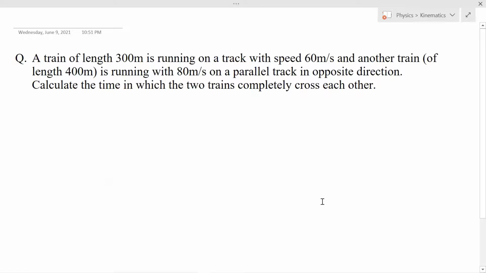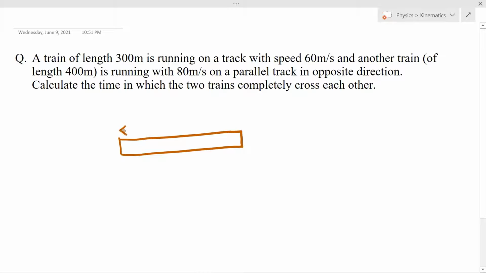A train of length 300 meter is running on a track with speed 60 meter per second, and another train of length 400 meter is running with 80 meter per second on a parallel track in an opposite direction. Calculate the time in which the two trains completely cross each other. Now look at this. Let me draw the train first.